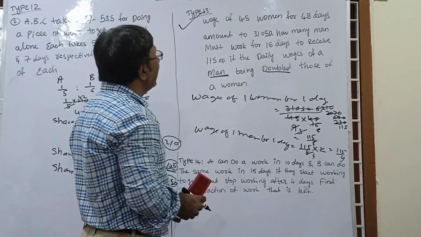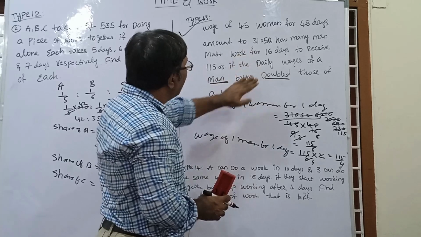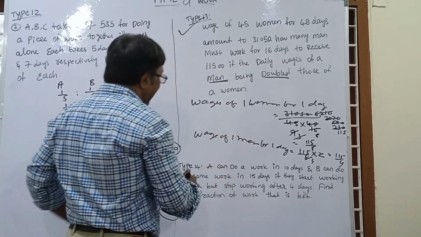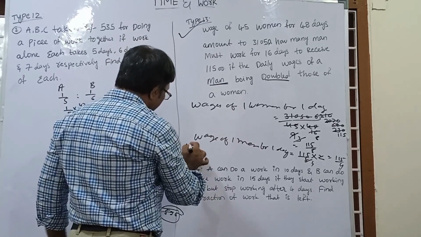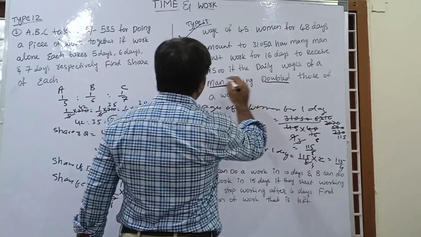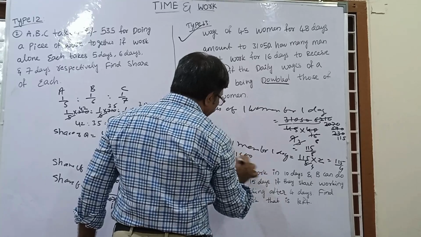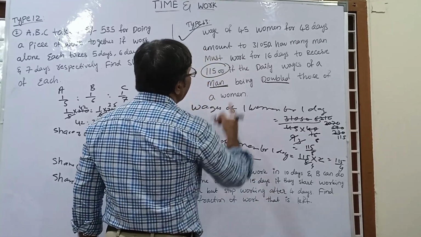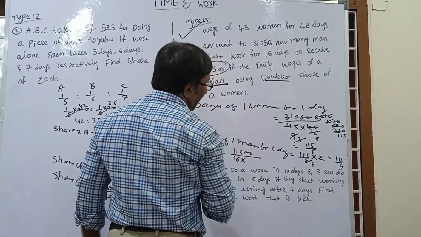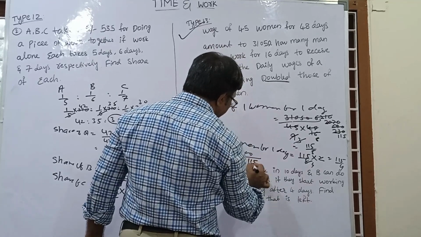Now we have to find how many men must work for 16 days to receive this. So we have to find the required number of men. So the number of men equals what? This is given 11,500. So this is 11,500 divided by, given 16 days, so this is 16 into, this is given 115 by 4. So this is 115 by 4.